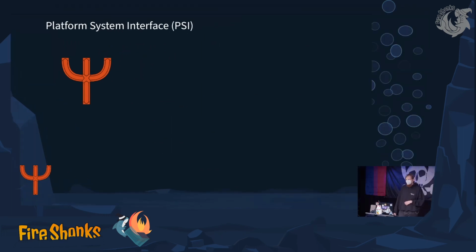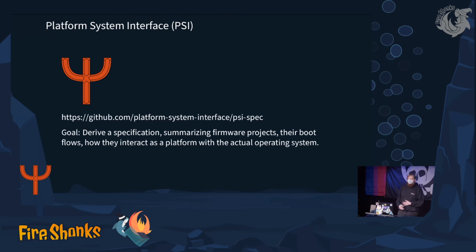That is why I started this project. Platform System Interface is what I'm calling it. I want to have a look at these interfaces for what is a platform, what is a system, and I want to narrow this down and maybe be able to create some design guidelines from that.